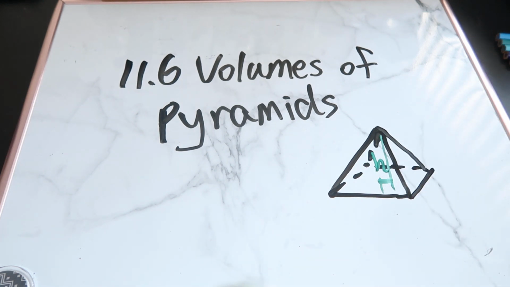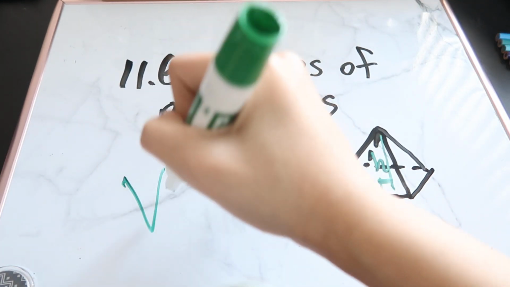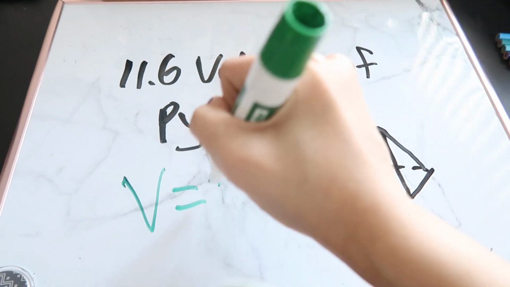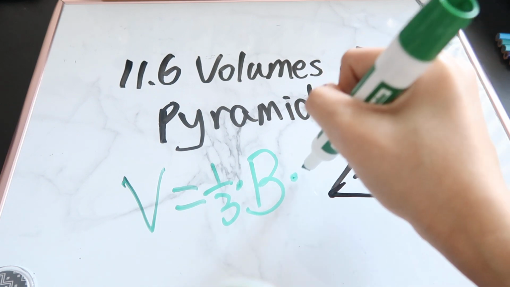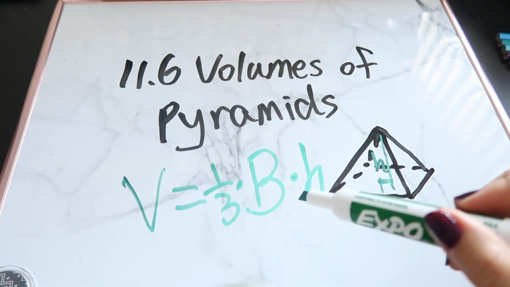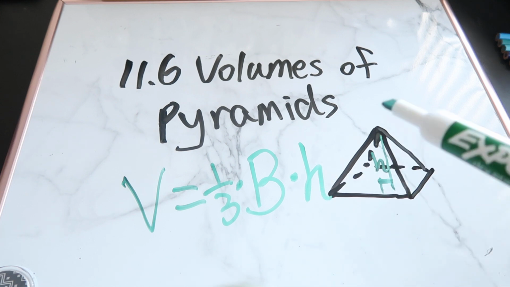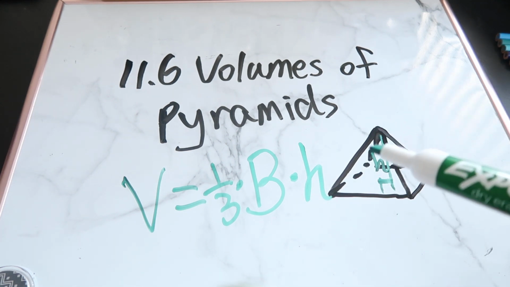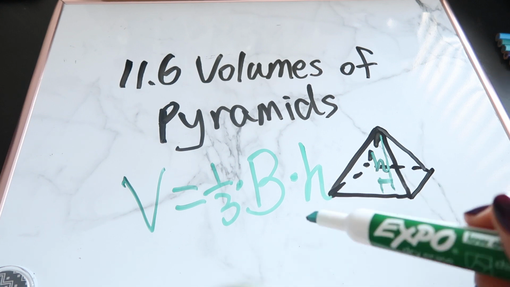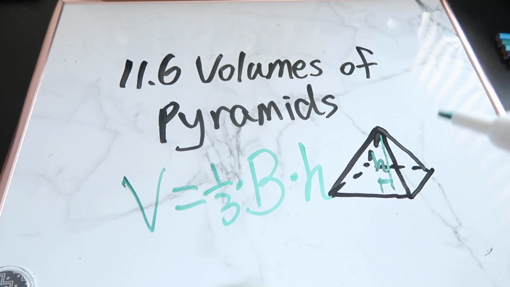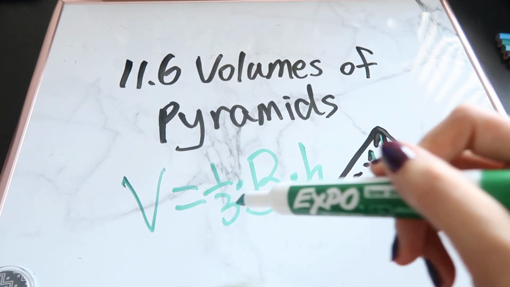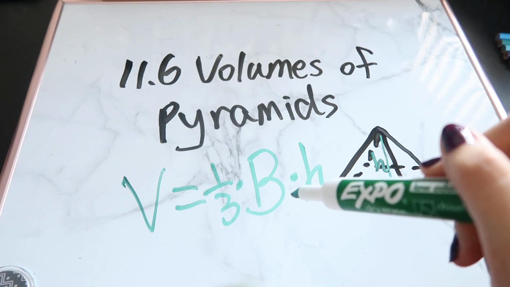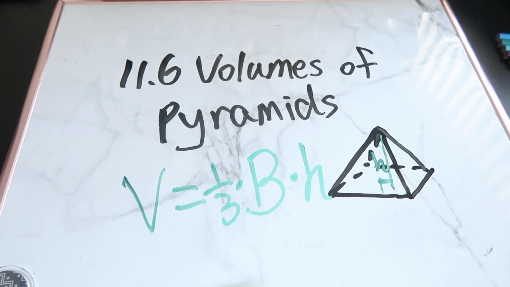And the volume formula is V equals 1/3 times the area of the base times height. The capital B indicates the area of the base. So instead of just plugging everything all together, you have to find the base area first and then plug it in. Keep in mind it's also 1/3 here. Again, multiplying by 1/3 is the same thing as dividing the whole thing by 3.